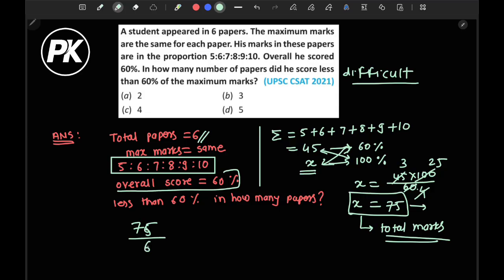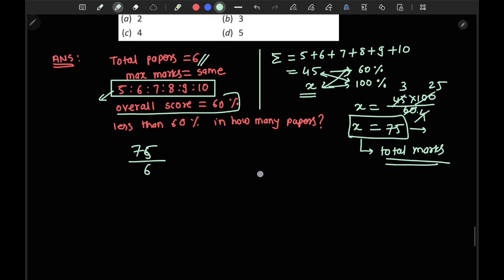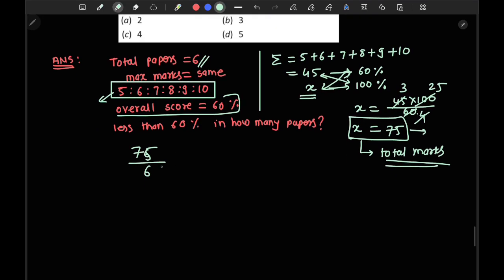These are the total marks. But we know the key in paper 1, so here it is 5. So let's find out for each and every paper. Okay, so this concept you got, how we got it: the total marks are 75, and then each mark for each paper is 75 by 6.